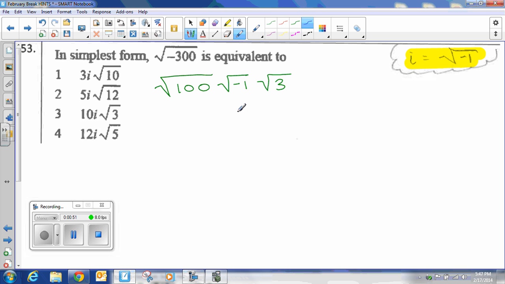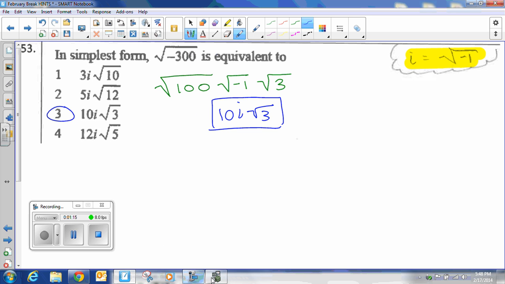So this becomes I. Radical 100 is 10. And radical 3 has to stay like that. So the answer is 10I radical 3. Now I'd like to share with you, if you completely forget how to do this on the Regents exam, you can actually do this on the calculator.